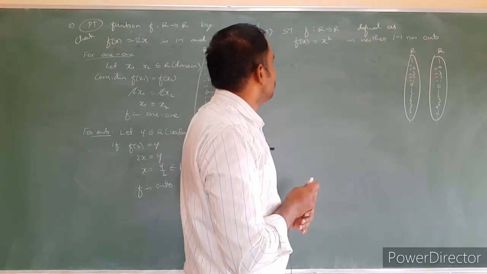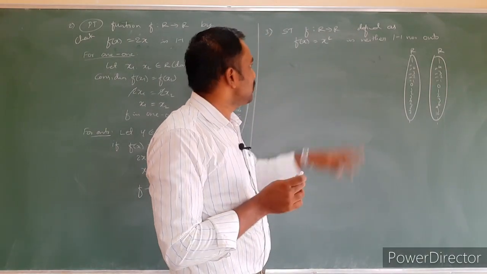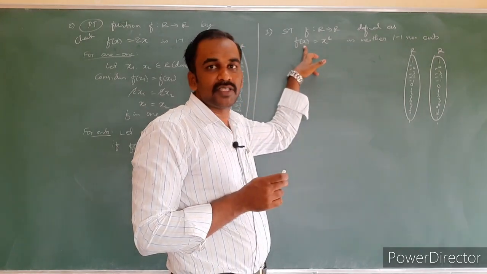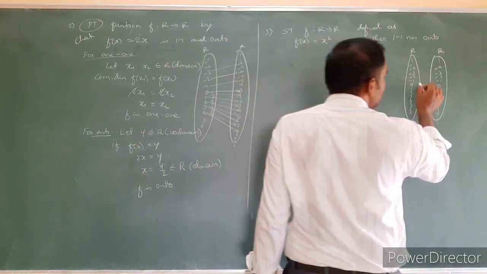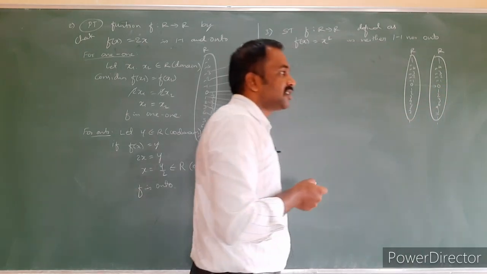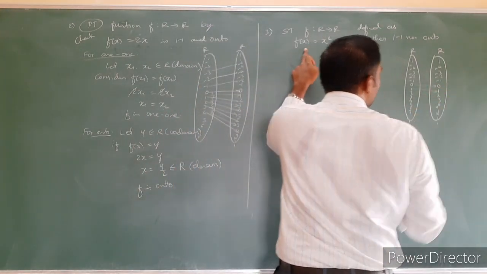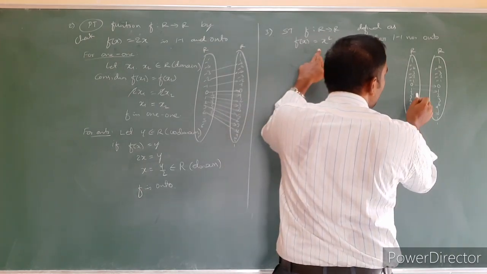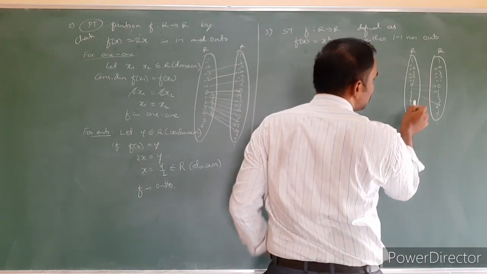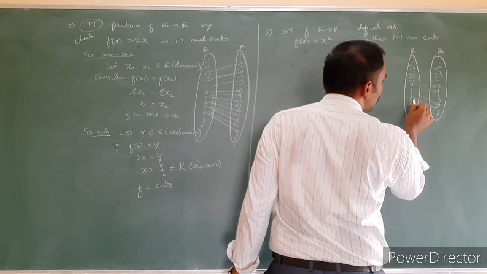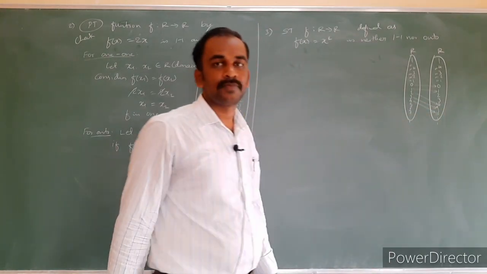Okay. Now image of 0. What is image of 0? Wherever x is there, replace 0. 0 square is 0. Image of 0 is 0. What is the image of 1? 1 square is 1. Image of 1 is 1. Image of 2, 2 square is 4. Image of 3, 3 square, 9. Image of 4, 16. Like that.